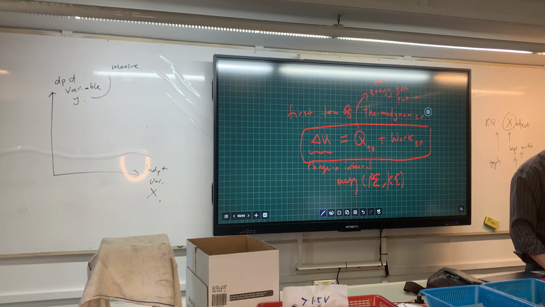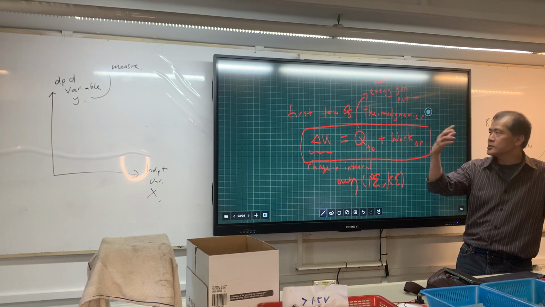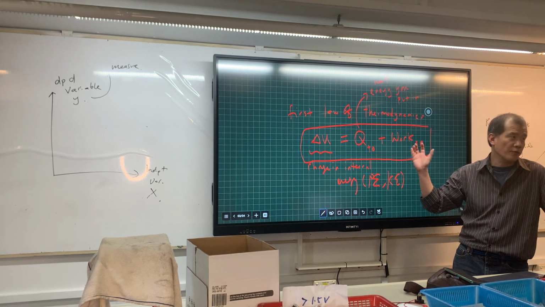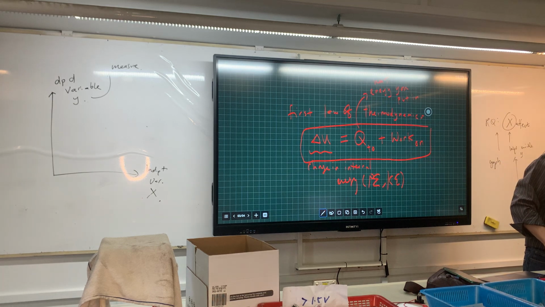Internal energy means it could be the kinetic energy has increased, and the increase on the left term must be due to Q in and work on, and you have to find what is this and what is this, and then later you combine them. So far so good.